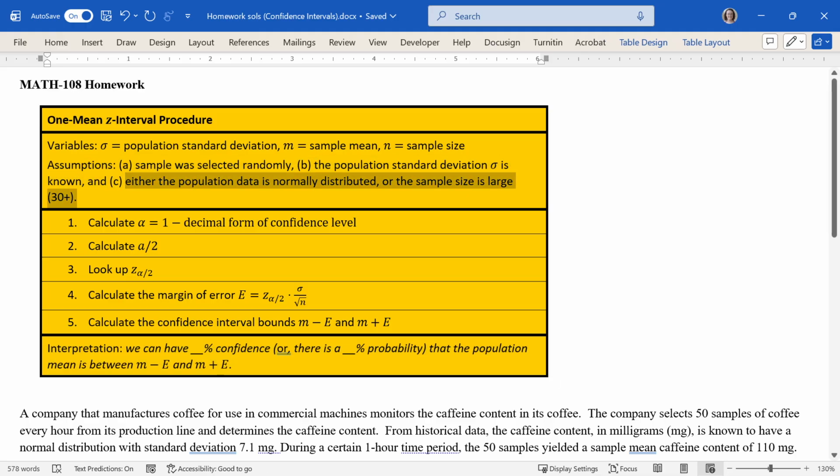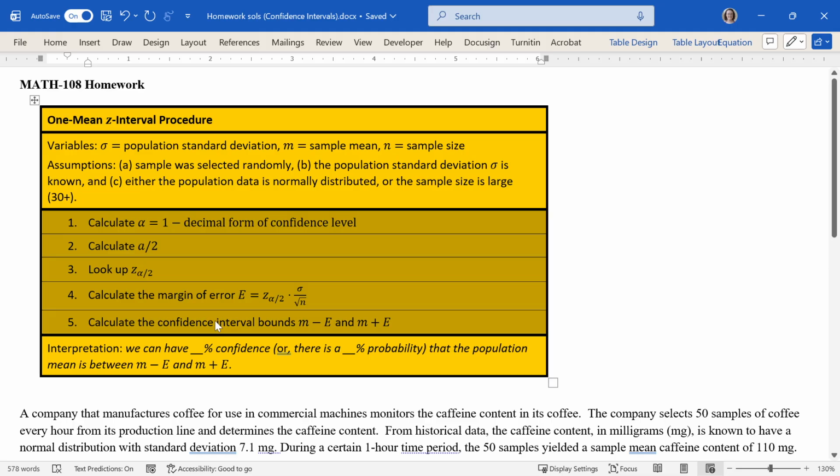Now, the third one is a little bit squishy. Sometimes there can be something in between the data being normally distributed and the sample size being large. There's like a medium assumption that you can check, but I wanted to keep this fairly compact. And then you have your steps here, so as long as you follow these steps and then fill in your interpretation sentence, this will work, even if you don't fully understand why it works.